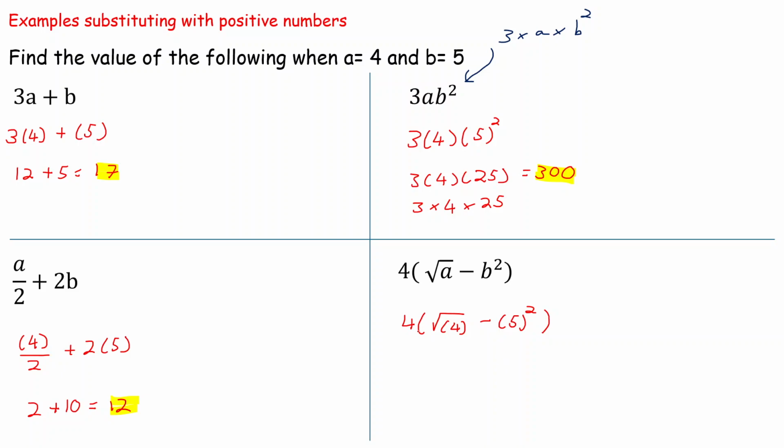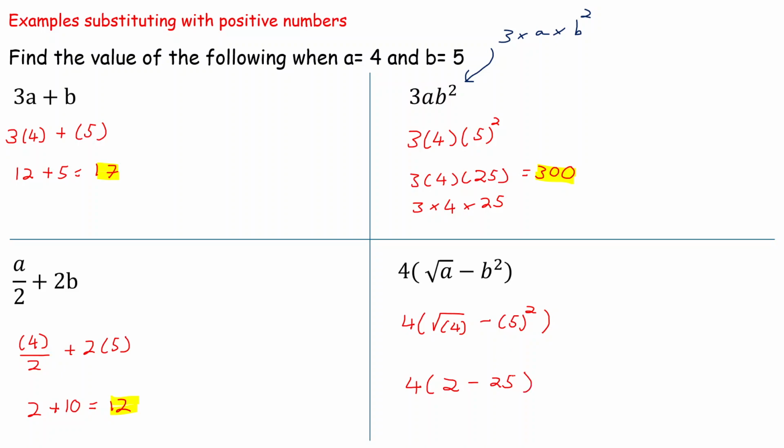Okay? So we've got 4. We've then got the bracket. We've got the square root of 4, which is 2. 2 times 2 is 4. We're then taking away 5 squared, and because it's in the bracket, we're doing 5 squared. The bracket is 25. So 25 goes in there. So taking away 25, and we close the bracket.